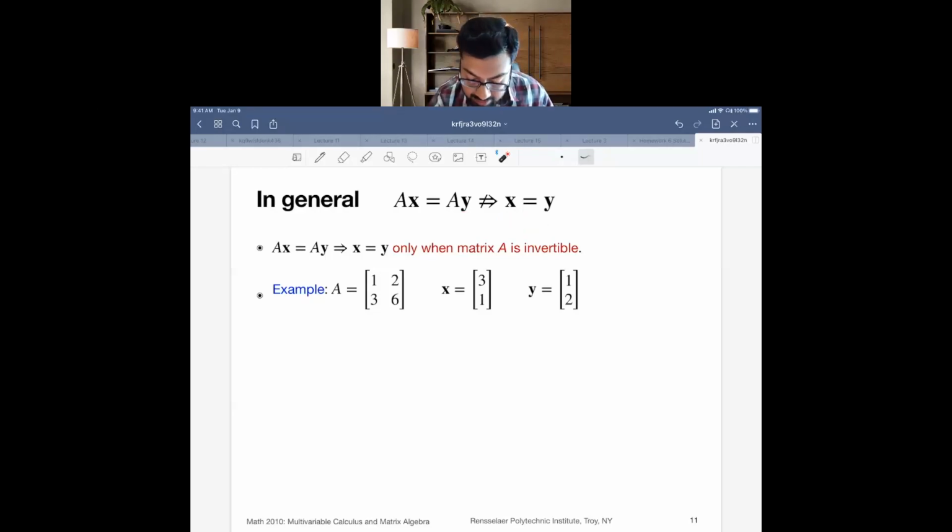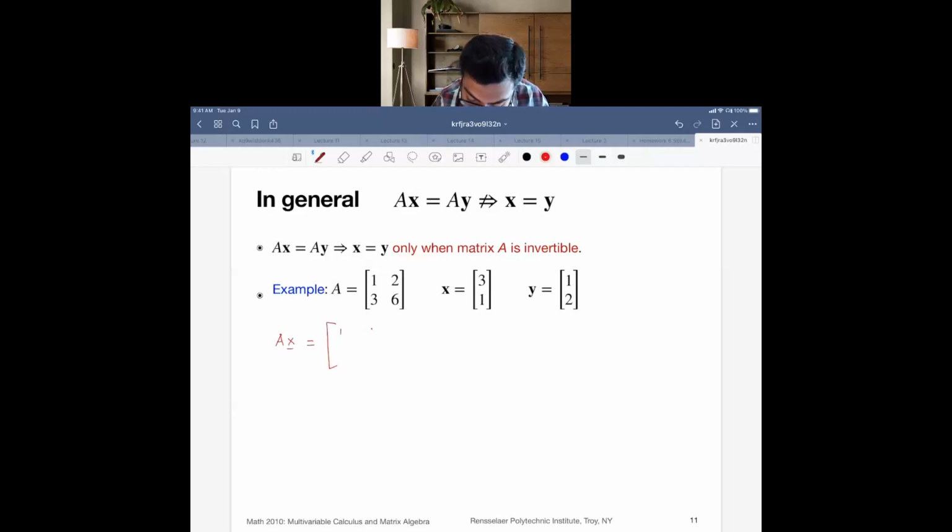So let's take a look at an example over here to prove this. A is a square matrix, 1, 2, 3, and 6. Those are the entries of your 2 by 2 matrix A. X is 3 and 1, a column vector. Y is a column vector here, again, 1 and 2. And clearly, X doesn't equal Y, right? So let's see what happens when you do AX.